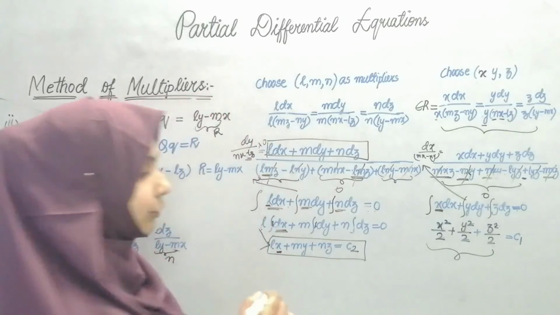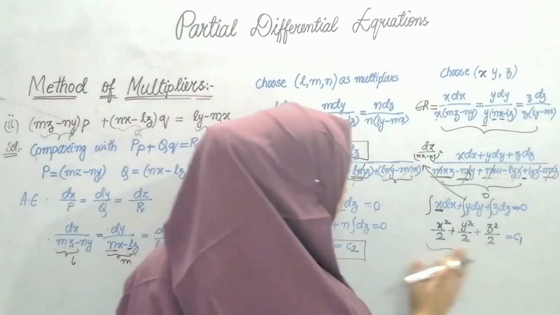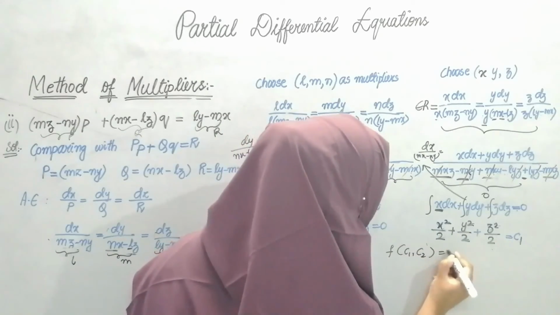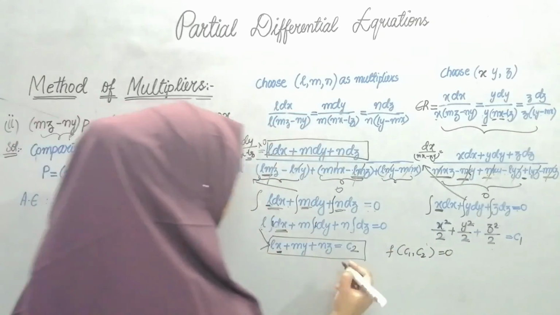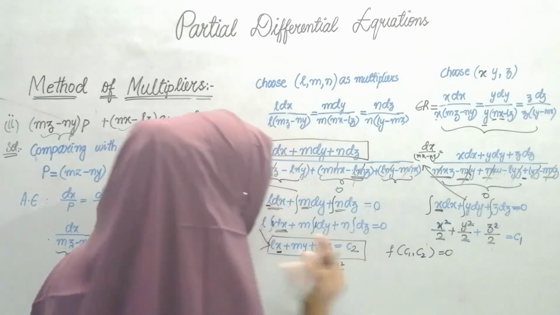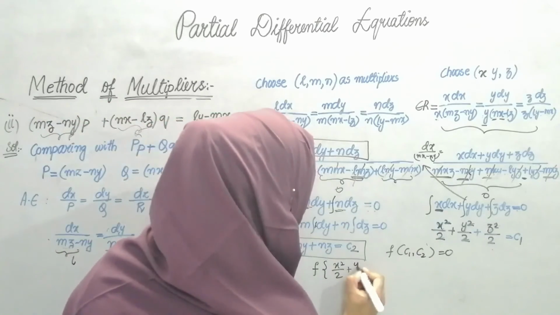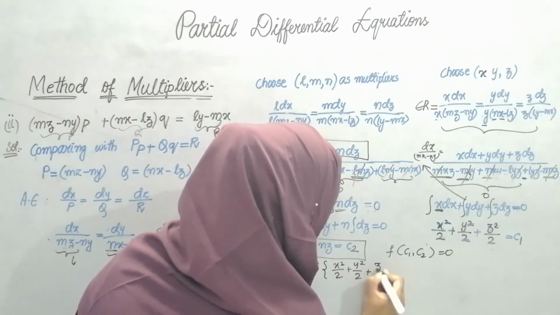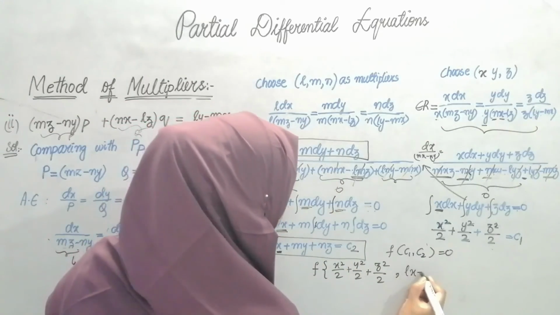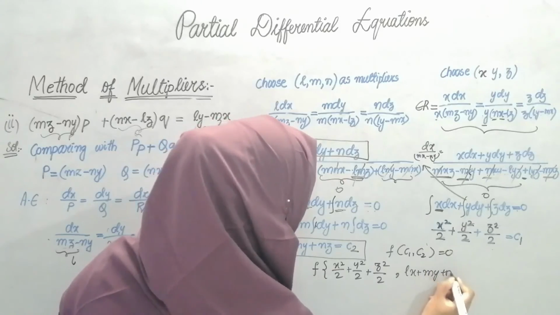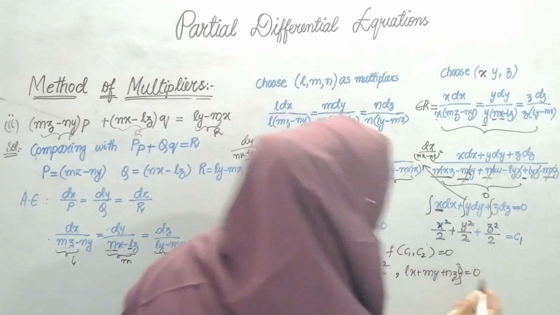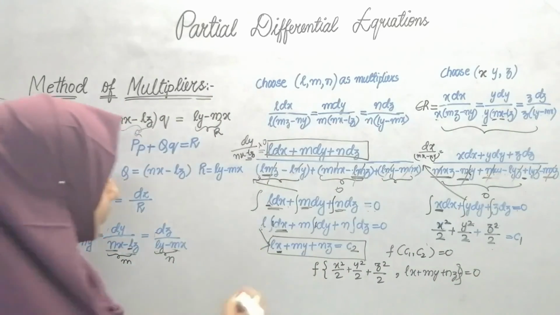What is the final step? To write the general solution. What is the general solution? It is f of c1 comma c2 is equal to 0. I got my c1, I got my c2. Simply I'll substitute it. F of, what is c1? X square by 2 plus y square by 2 plus z square by 2, comma, what is c2? Lx plus my plus nz, right? Lx plus my plus nz is equal to 0. ठीक है? So this is what your general solution.